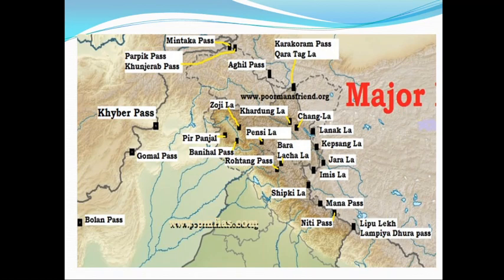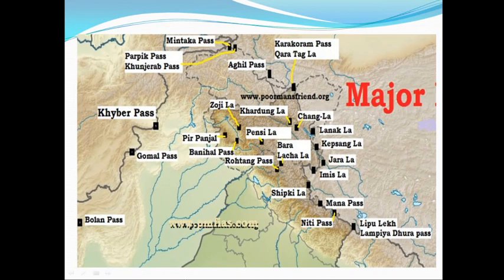Next is Rohtang Pass, which is given here. So here we have Rohtang Pass. This provides a road link between Kullu and the whole Spiti Valley of Himachal Pradesh. Next is Shipkila. So here we have Shipkila, which connects Himachal Pradesh and Tibet.